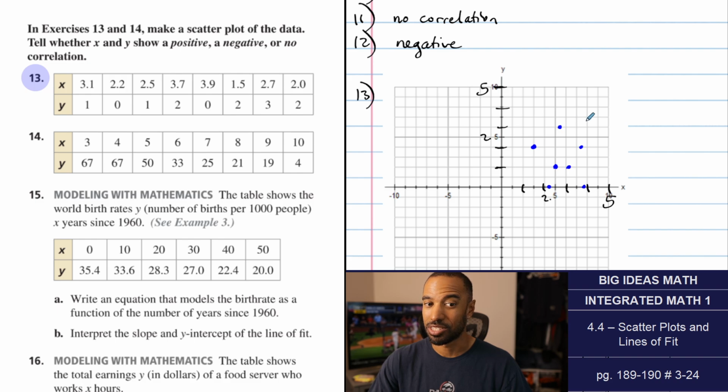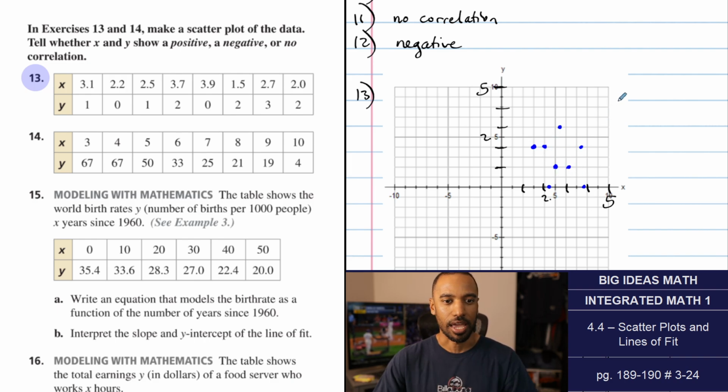Yeah, this looks pretty scattered as far as scatterplots go. And 2 and 2. 2.0, 2.0. Did I miss any? 1, 2, 3, 4, 5, 6. Wait, 1, 2, 3, 4, 5, 6, 7, 8. Okay, I think I got all 8.